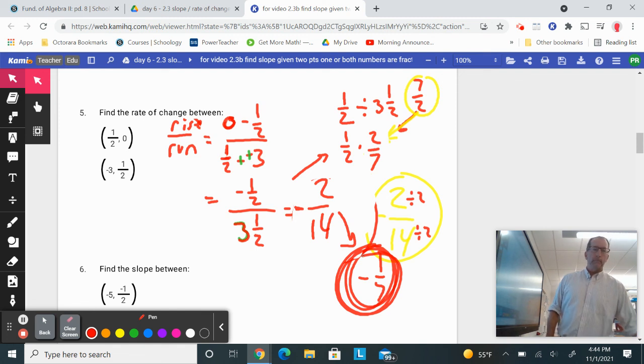All right, again, use the calculator to check it. You should be able to change any of these, even though they're fractions in the coordinates, and find the slope and simplify that slope. So do your best. Good luck on that. Skill 2.3b.